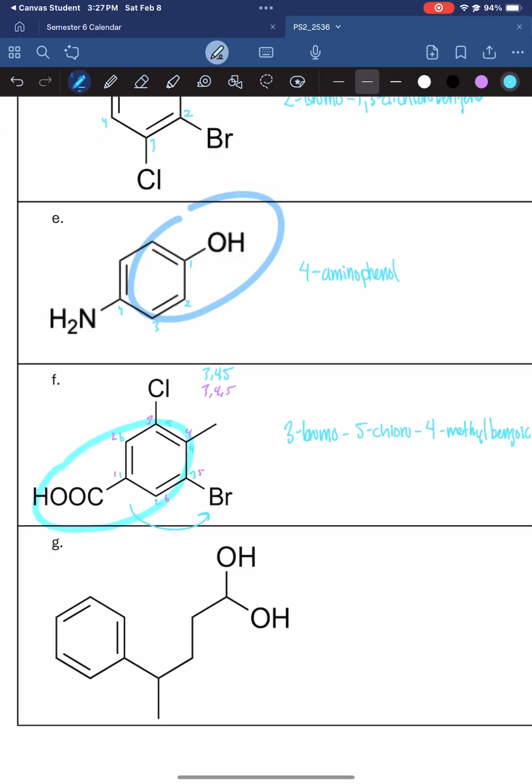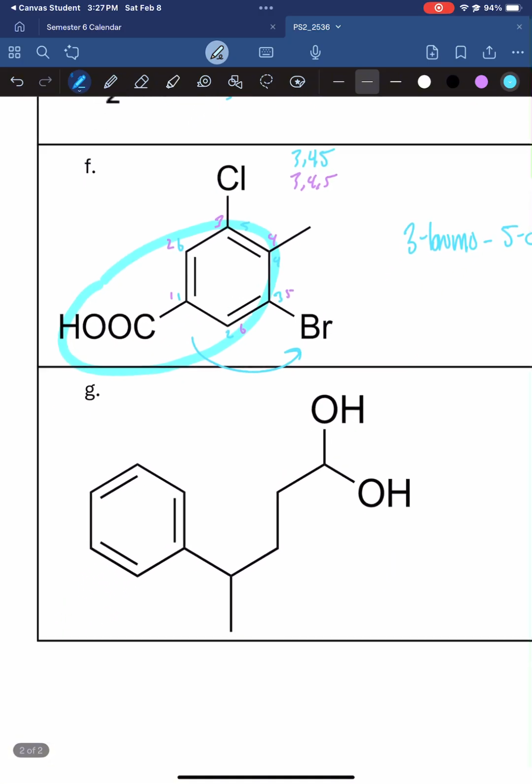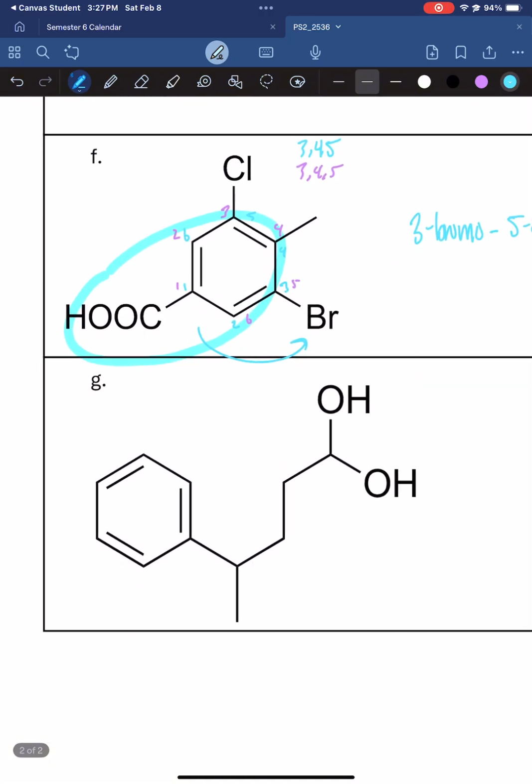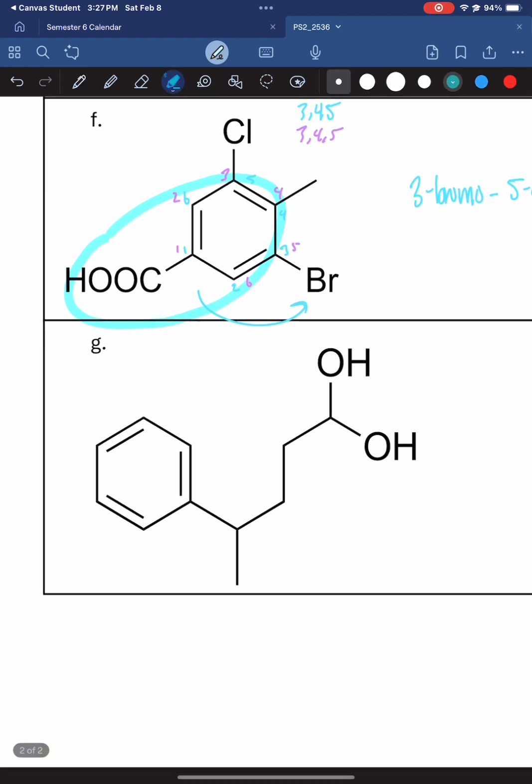Awesome. Lastly, let's look at question G. So oftentimes we want to start off with naming the benzene, but we're going to quickly find out we're going to get into a lot of trouble here. It's going to be very difficult to name the benzene, and we have these 2 OH groups coming off of this carbon here. So we're going to name this chain as our longest parent chain. 2, 3, 4, 5 carbons here. Going to go ahead and highlight that.